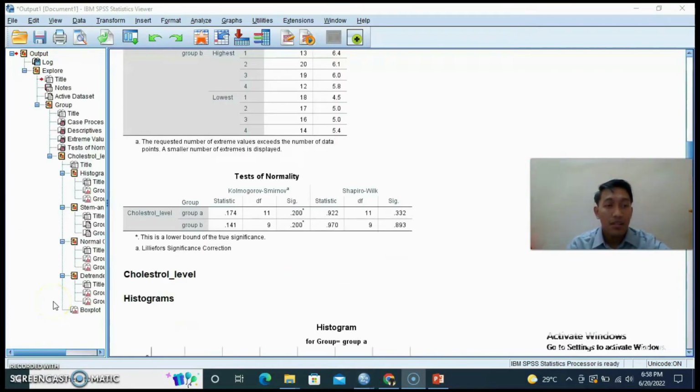As you can see for the test of normality, since the sample size is below 50, you need to see the result on the Shapiro-Wilk. The result for the two groups is greater than 0.05, so the data is normally distributed. As the data is normally distributed, we can continue with the independent t-test.